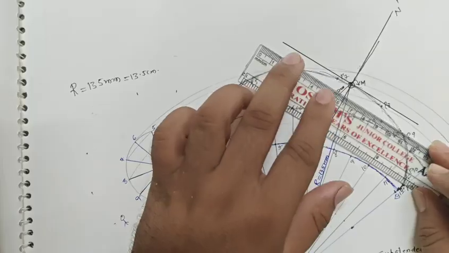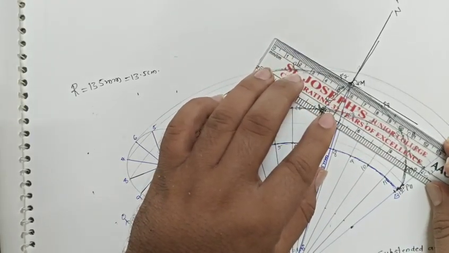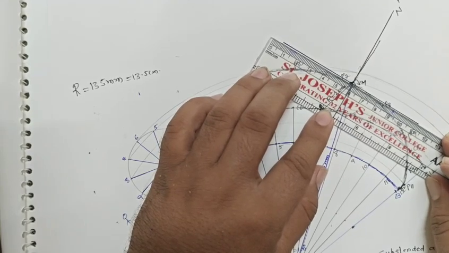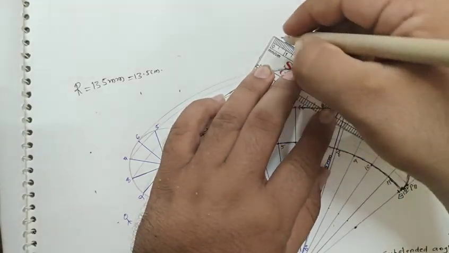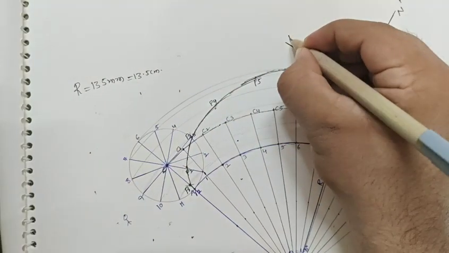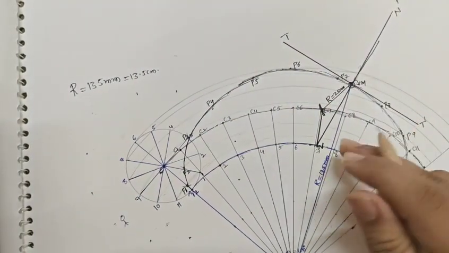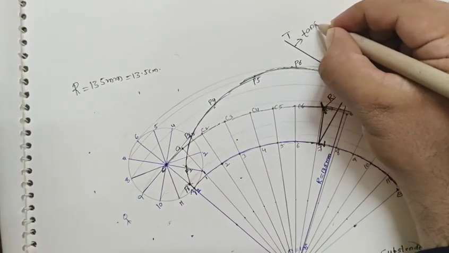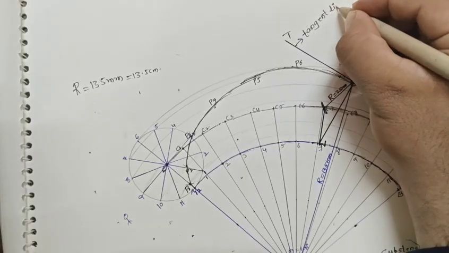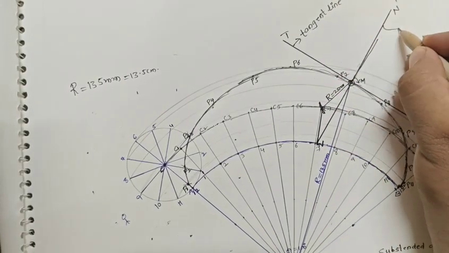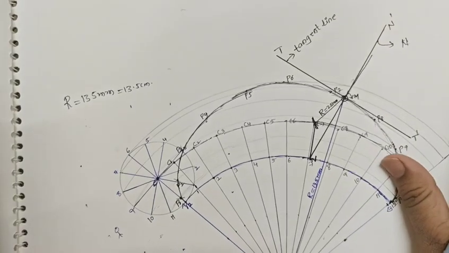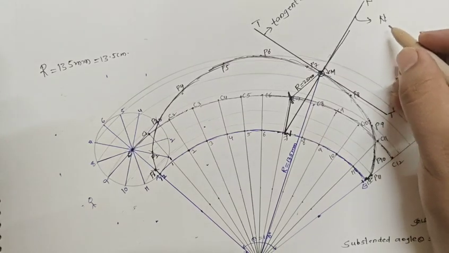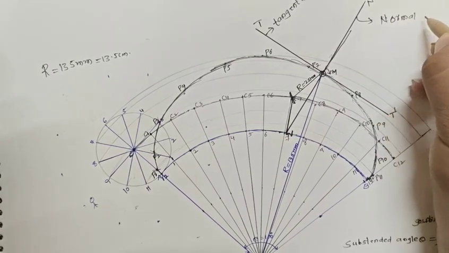Okay, normal line. If you want to draw the tangent, how to draw it here? Place a scale in such a way that this scale makes an angle of 90 degree. Clear? Then draw this line. This is what we call T and T dash. This line is called a tangent line. So N and N dash is called a normal line. Visible? Normal line.